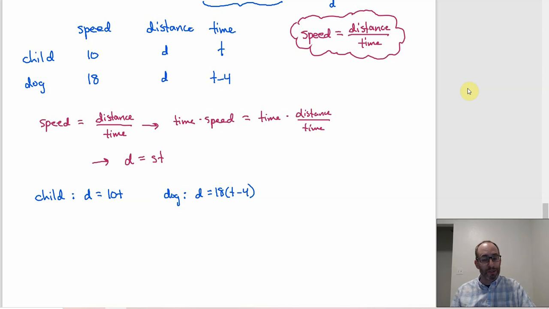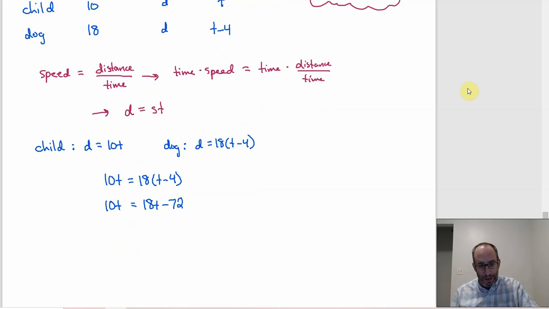But those distances are the same since they ran across the same field, so we can set those equal to each other. And we can say, well then 10t would have to be equal to 18 times the quantity t minus 4. And this looks like it won't be too bad to solve, right? You distribute the 18, and then it's just a regular old linear equation. So we'll have 10t on the left, distribute the 18 on the right, so we'll have 18t minus 72.